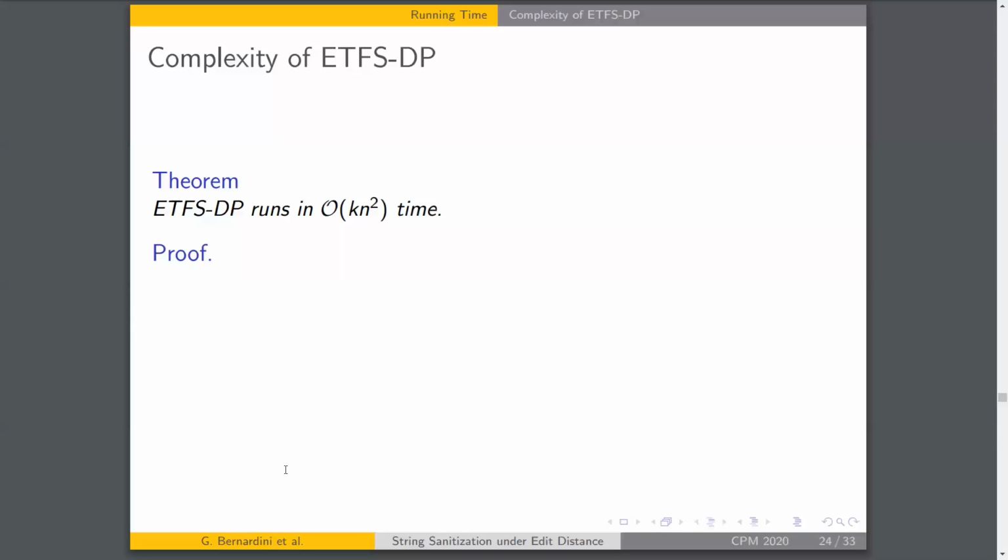Okay, so what does this mean for the running time? We have at most k ordinary rows, because we have at most n non-sensitive patterns of length k, and these rows have length n plus 1, and we have to do 3 comparisons, so that's O of k n squared.